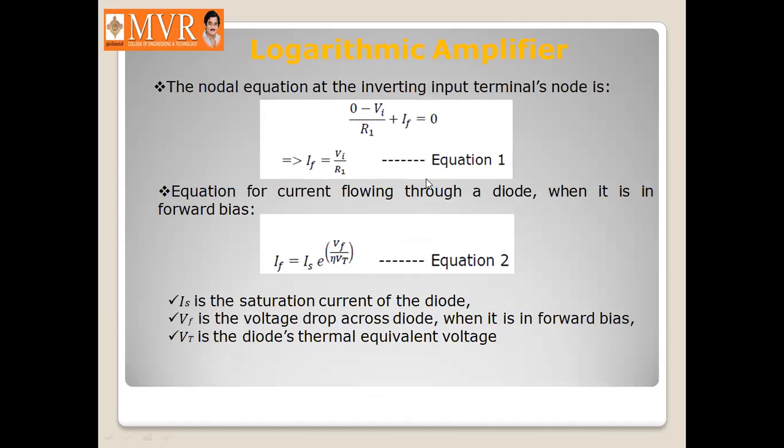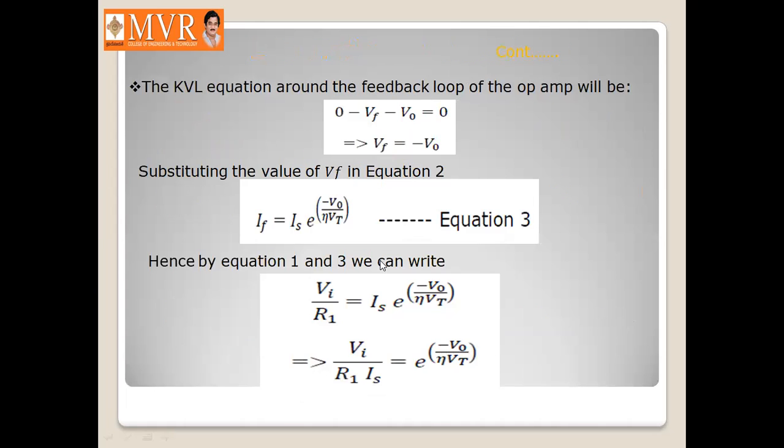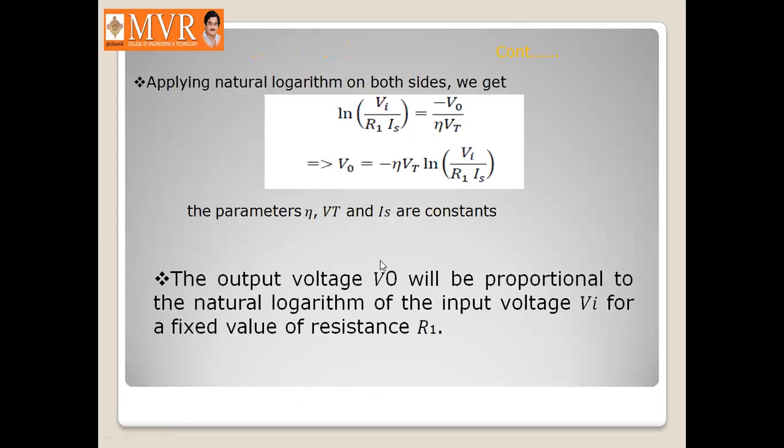voltage. So here we are going to consider the nodal equation as well as the diode current equation. When it is forward biased, the diode current equation will be like this. From this nodal equation and diode current equation, we are going to obtain the relation between output and input. So here we can see the output and input.